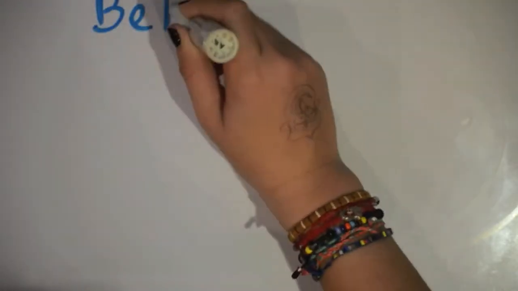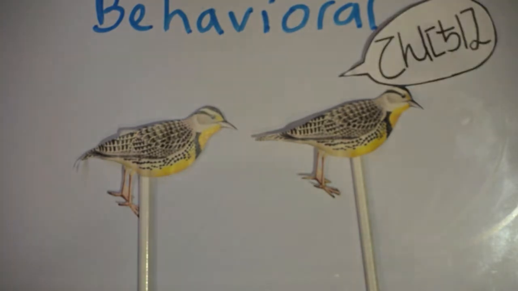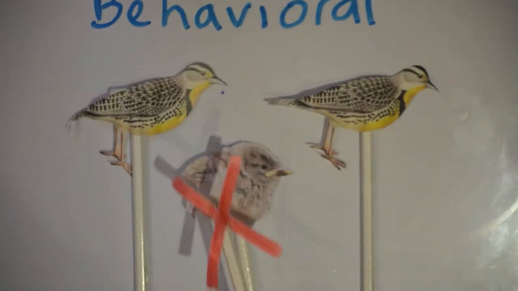Second, we have behavioral isolation. This happens when two populations, like the eastern and western meadowlarks, are capable of breeding, but because of behavior involved in their reproductive strategy, like their mating songs, they are incapable of creating offspring.